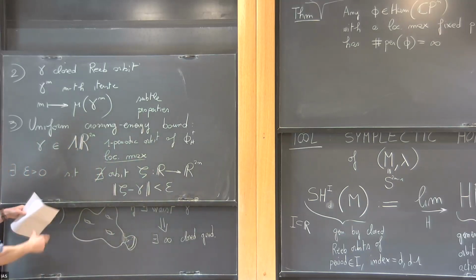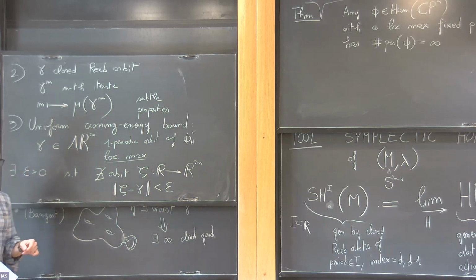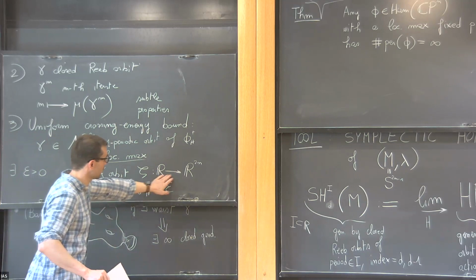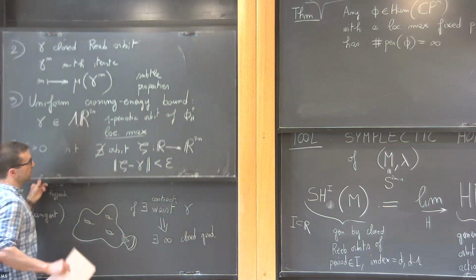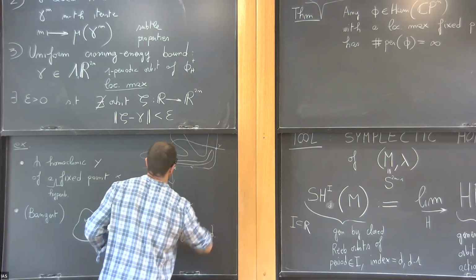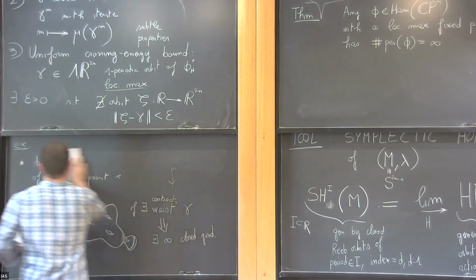Okay? So gamma is defined from time 0 to 1, and then it repeats. So look at it as a curve from R to R^{2n}. I just rewrote the local maximality. Now let me write the uniform energy bound. The uniform energy bound goes as follows.